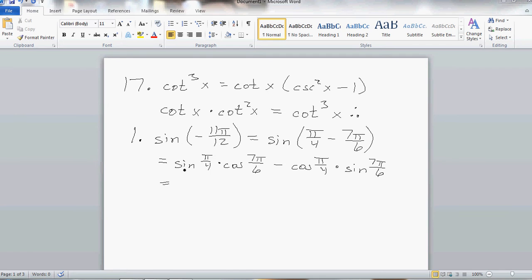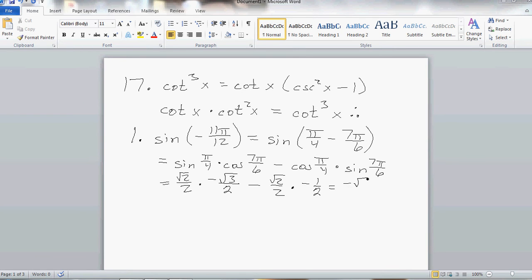And so sine of pi over 4 is root 2 over 2. The cosine of 7 pi over 6 is a negative root 3 over 2. And I'm not going to spend time figuring out how to get those. We should have the concept of that by this time. The cosine of pi over 4 is root 2 over 2, and the sine of 7 pi over 6 is a negative 1/2. And then it's just a matter of multiplying these together.